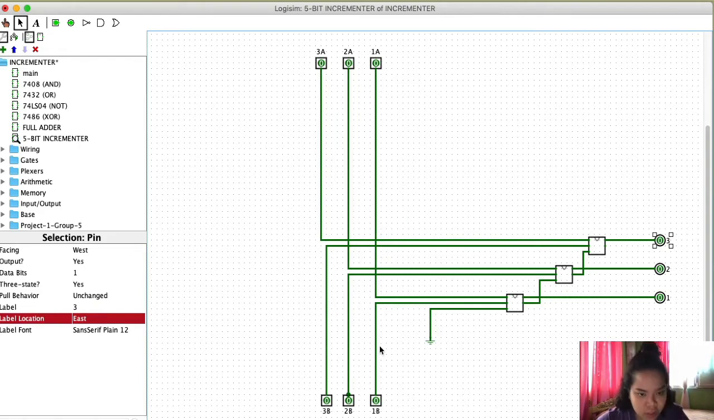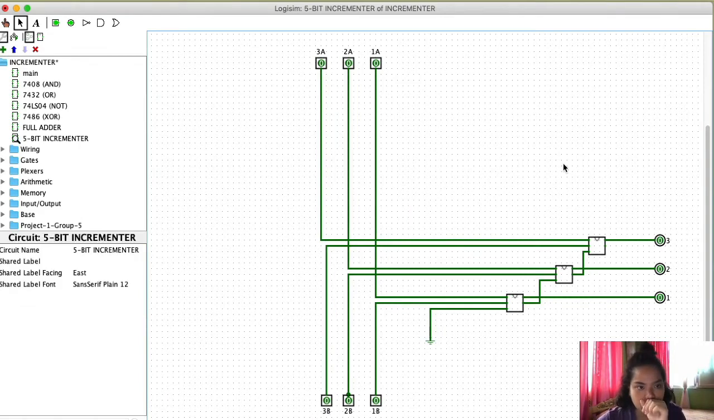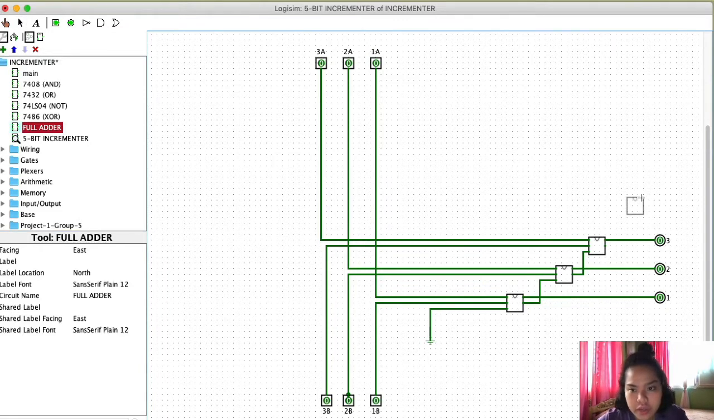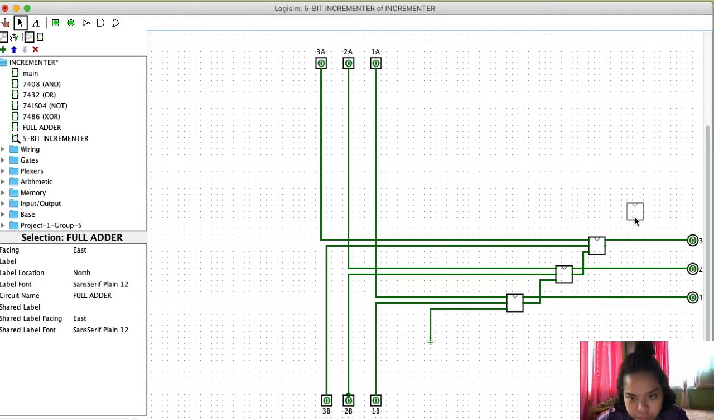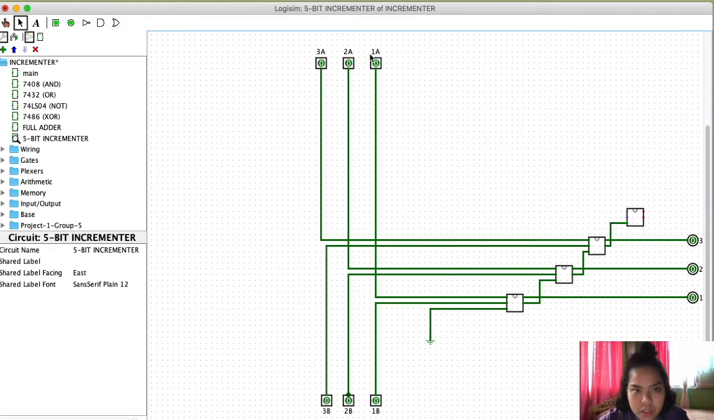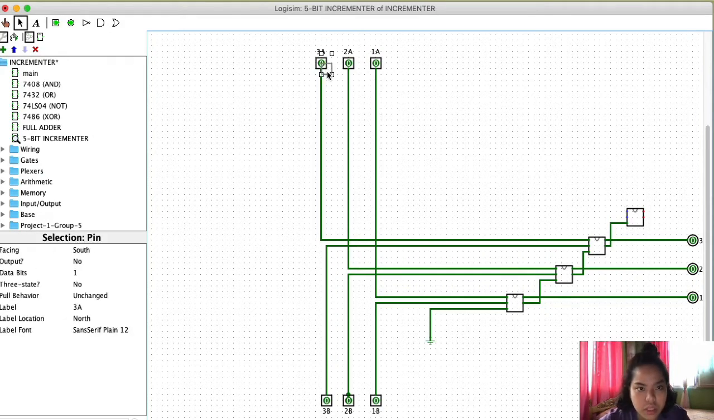Then for our fourth one, we'll get another adder, and then I will just adjust our outputs. And then again, its carry out will serve as the input for our carry in. Then we just create another set of inputs for both A and B and label them 4A and 4B respectively.